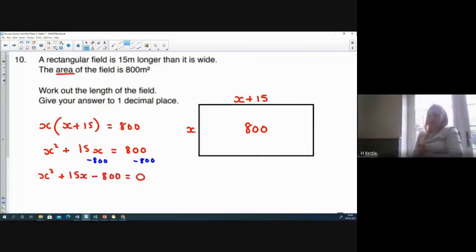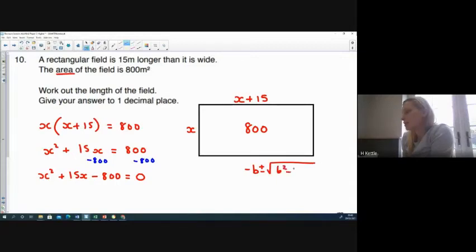Now I can try and factorise that, but I have to be honest, my multiplication of 800 is not great. And to be honest, they said give your answer to one decimal place. So I don't think it's going to be a whole number integer solution anyway. So I'm going to use the quadratic formula. So remember that the quadratic formula is minus b plus or minus the square root of b squared minus 4ac, all over 2a, where a is the coefficient of x squared. So in this case, that's 1. b is the coefficient of x, so in that case, that's 15. And c is your constant term.